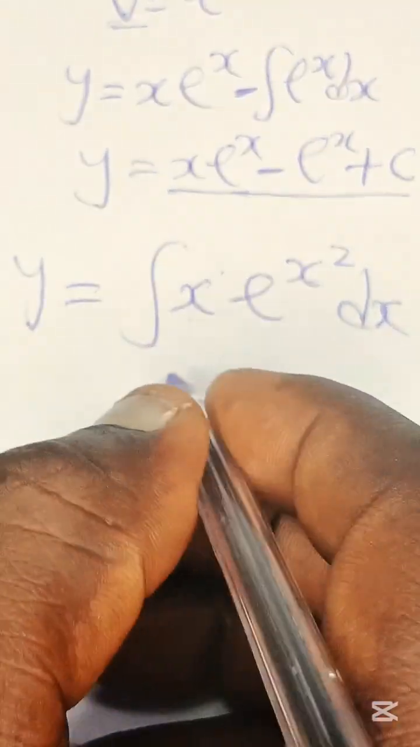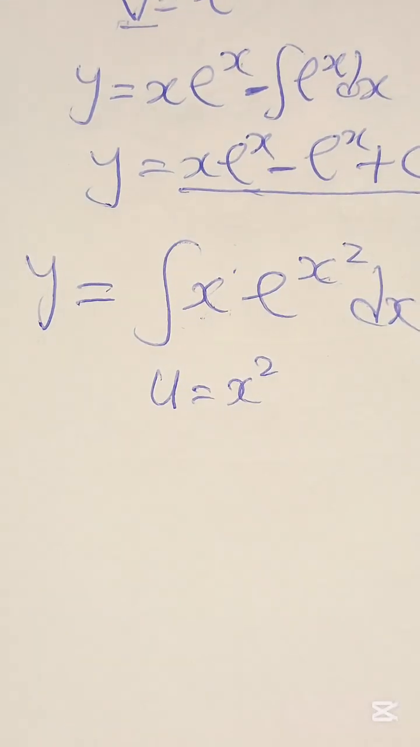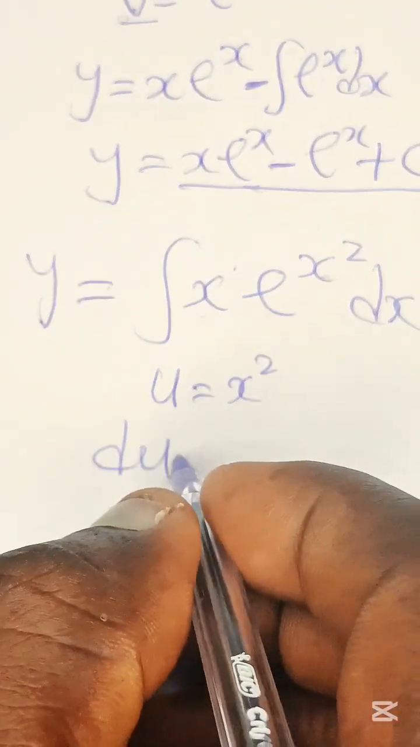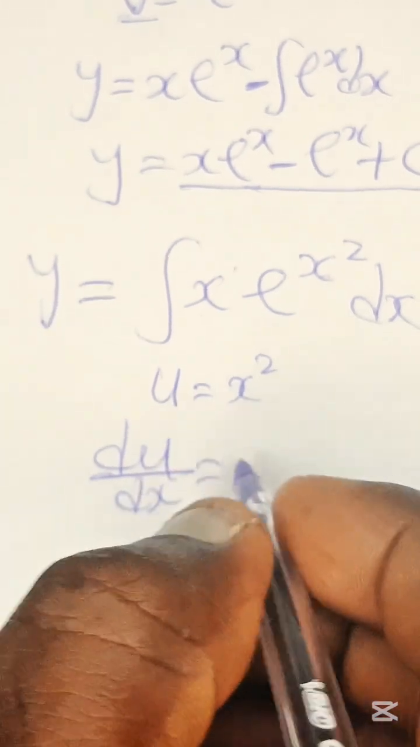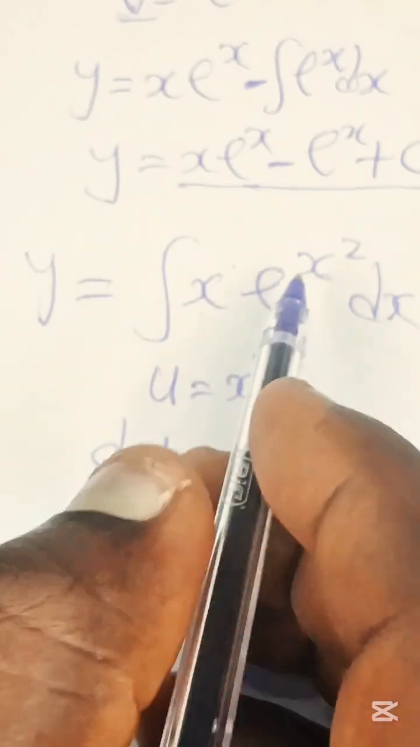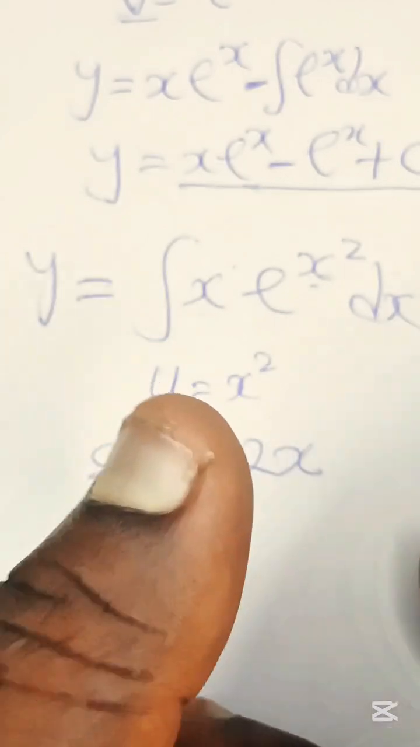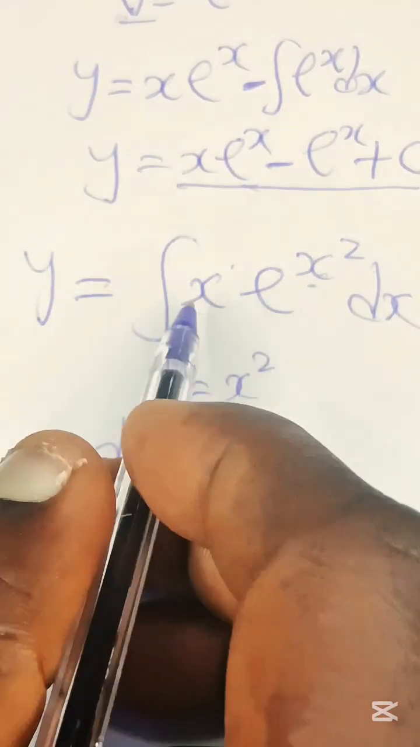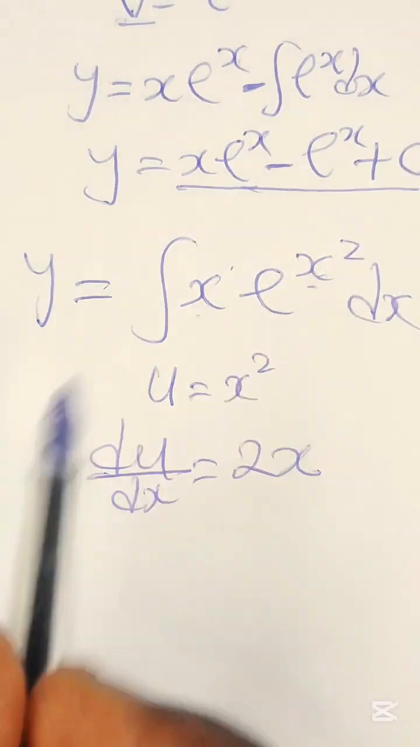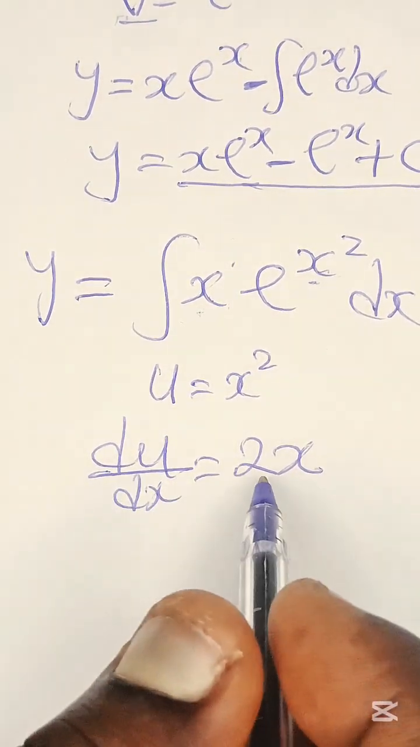So let's solve this. Here you say let u be x squared. You differentiate it: du dx is equal to 2x. For integration by substitution, we let u be x squared. But for integration by parts, there is a hierarchy for choosing u. I'm going to teach you that in my next video. For now, this x will be our u for integration by parts, while in integration by substitution, x squared is our u. Take note of it. So du dx is 2x.